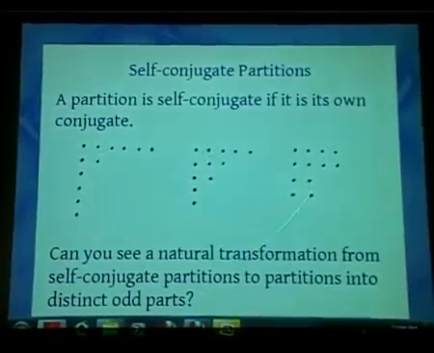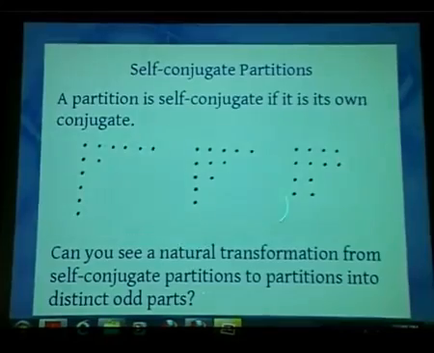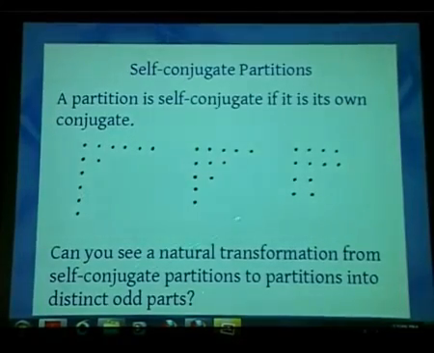Now you have a self-conjugate partition. Just look at these partitions. Can you see a natural transformation from self-conjugate partitions to partitions into distinct odd parts? From this diagram, can you do some operations so that you get a partition whose parts are distinct odd parts?